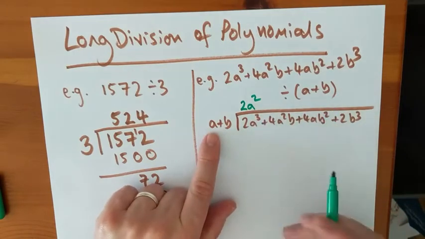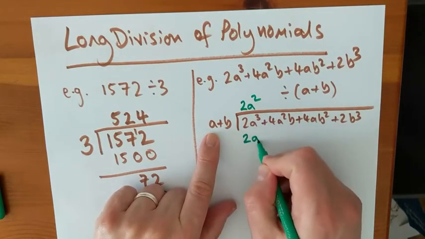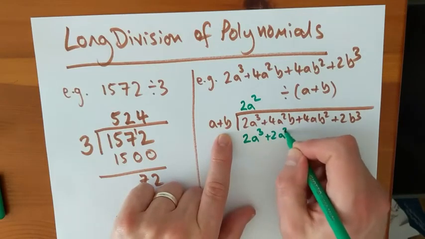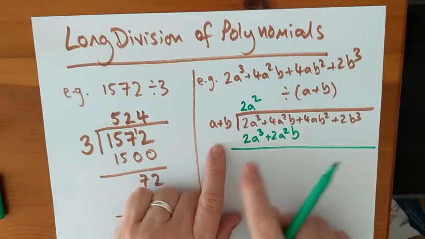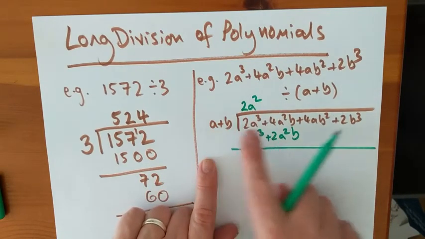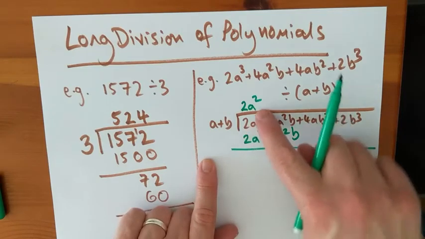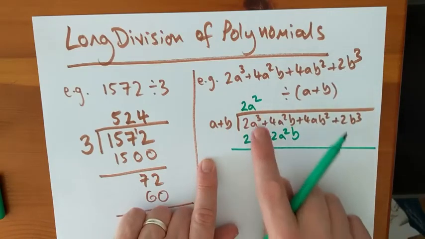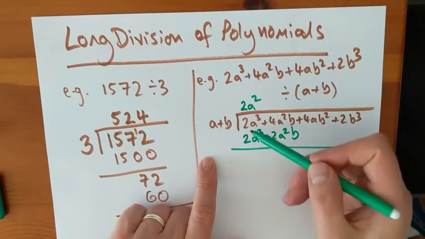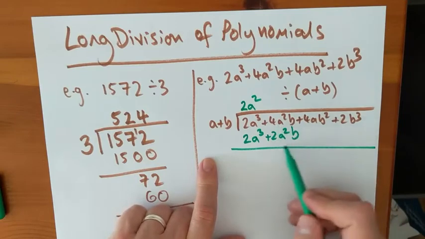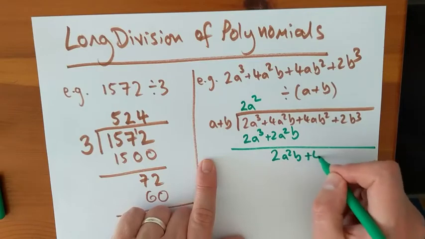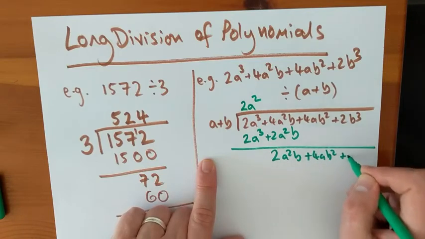2a squared times a plus b gives me 2a cubed, and multiplied by the b as well, I get 2a squared b. So you look to see how many times that fits into here, or what do you have to multiply this by to make this match. So I have to multiply this by 2a squared. You then actually do the multiplication and you subtract away, which is going to get simpler as we go along. That take away that disappears. This and this match up, so that take away this gives me 2a squared b, and I still have that 4ab squared, and I still have the 2b cubed.